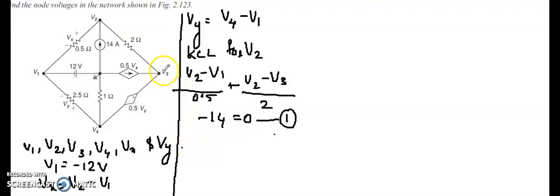Next, V3 is the next node. Can we write the KCL for V3? No, because there is a voltage source coming in this node. Therefore, we cannot write the KCL as usual. So we take these two nodes and combine them together. We can write the KCL for the super node V3 and V4.